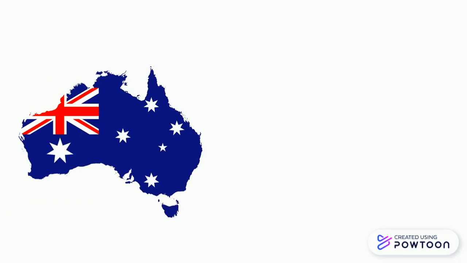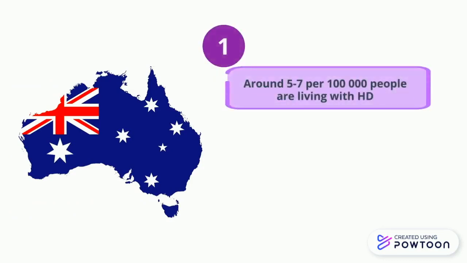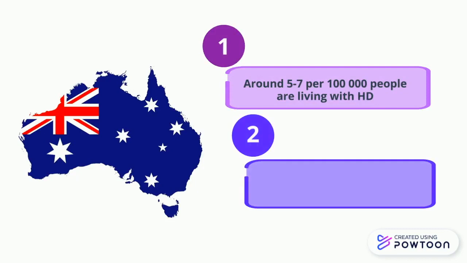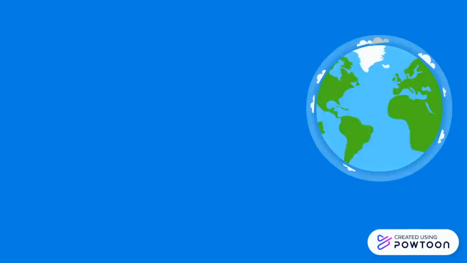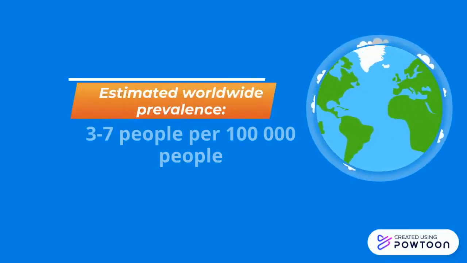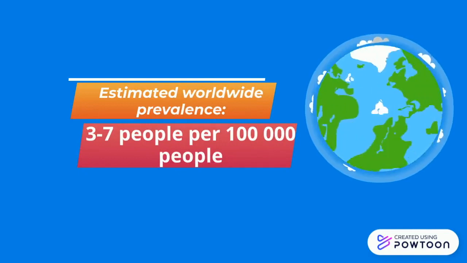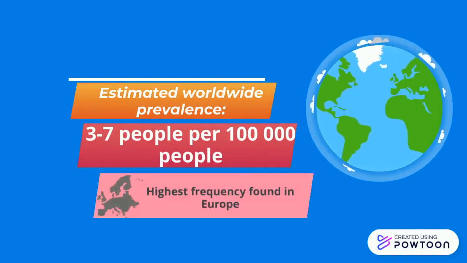In Australia, it is estimated that around 5 to 7 per 100,000 people are living with HD. However, there is evidence of an increasing prevalence of between 15 to 20% per decade. The worldwide prevalence of HD is estimated to be between 3 to 7 per 100,000 people, whereby the highest frequencies of the disease were predominantly found in European countries.